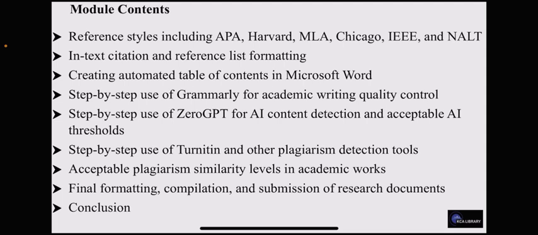Then step-by-step use of Grammarly for academic writing quality control. After that, step-by-step use of ZeroGPT for AI content detection and acceptable AI threshold. And also step-by-step use of Turnitin and other plagiarism detection tools. After that, we'll move to acceptable plagiarism similarity levels in academic works.